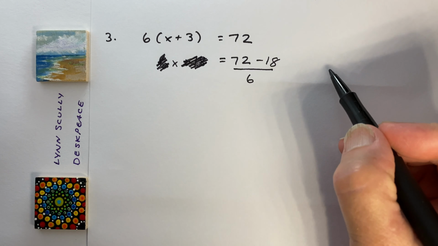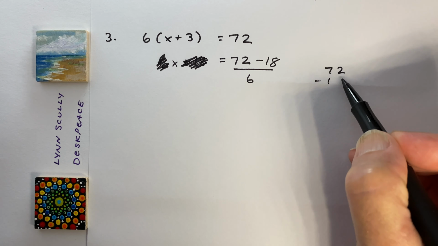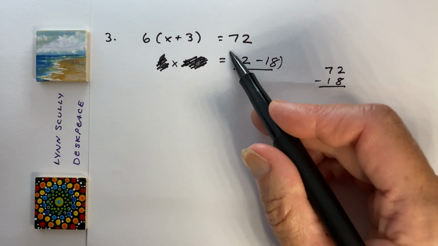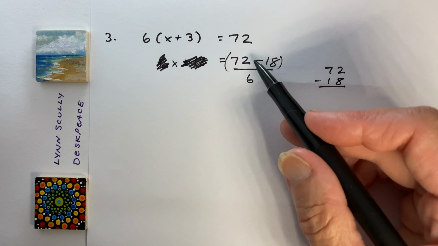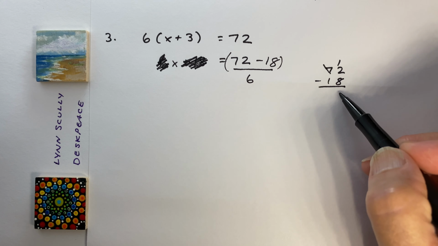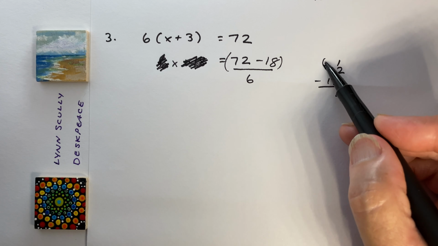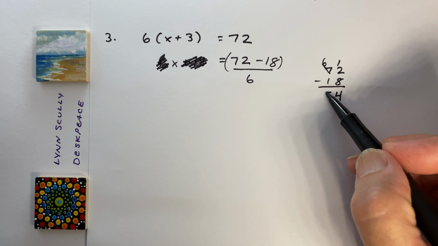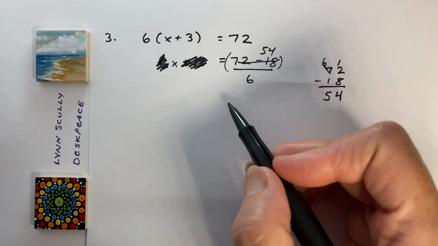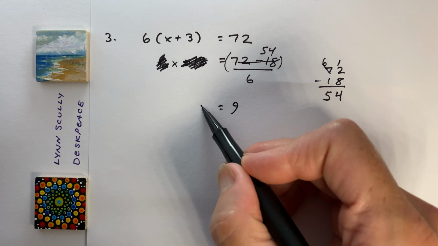Now I just have to do this math. 72 minus 18. And remember, the top is considered to be a package. That's why we do that before we do any division. I have to borrow here. 12 minus 8 is 4. This left us 6. 6 minus 1 is 5. I have 54 divided by 6, which is 9.